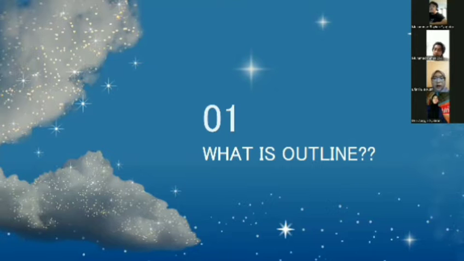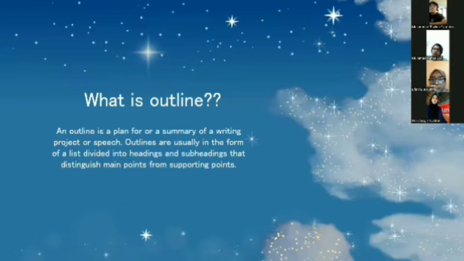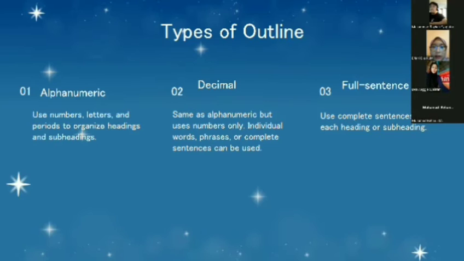Okay, thank you, Rehan, for the time. I will explain about what an outline is. Next. An outline is a plan for a writing project or speech. Outlines are usually in the form of a list divided into headings and subheadings that distinguish main points from supporting points. Next.